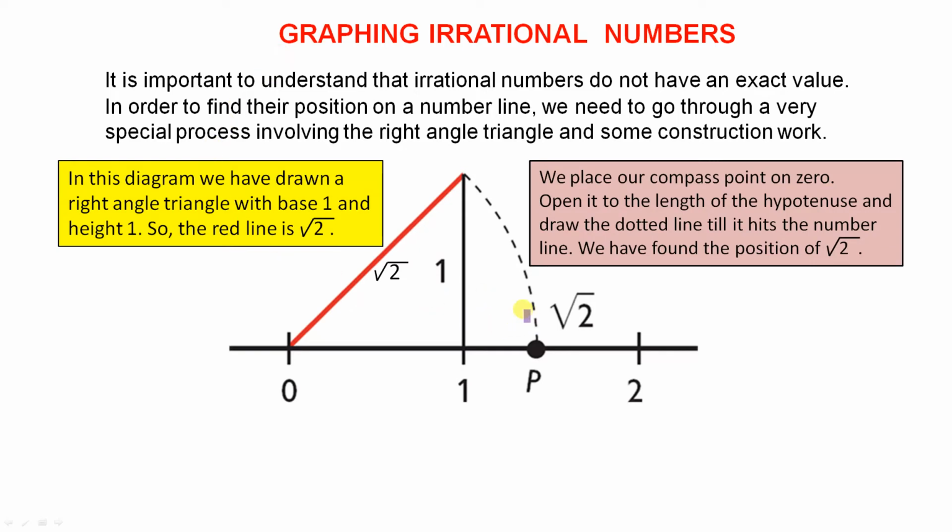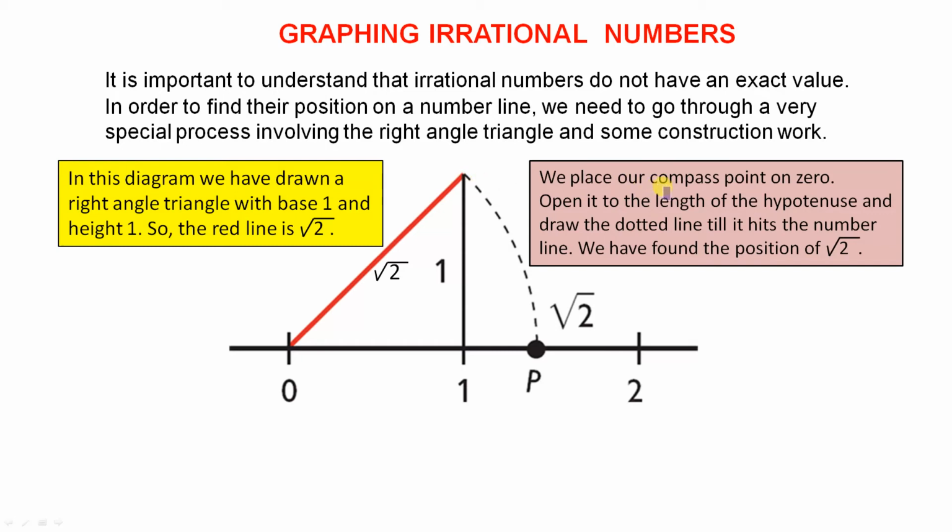So here's a diagram. Let's see what we've done here. In this diagram we have drawn a right angle triangle with base 1 and height 1. So if we pretend that's a part of a number line, and there's 0, we have 1 along here, which is the base of the right angle triangle. That vertical line is also 1. So by Pythagoras' theorem, the length of the red line is the square root of 2. So we have actually found a line which has a length the square root of 2.